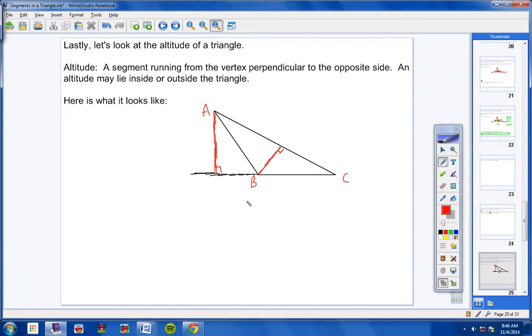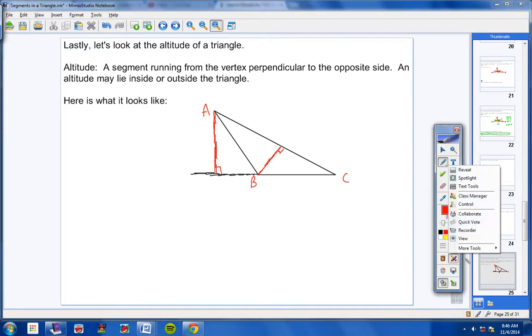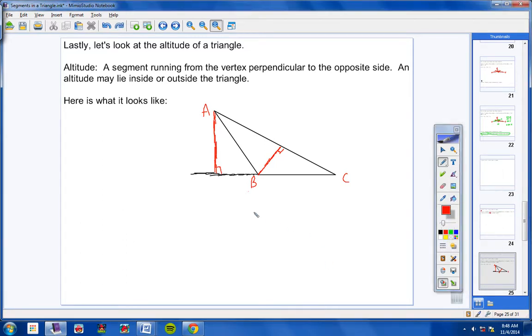There. Now we have one more altitude to draw. Now students, understand it's going to be really difficult to draw the altitude from vertex C because I have the same problem that I had drawing the altitude from vertex A. There's no way that I can draw an altitude from C going to the side over here so that it's perpendicular to AB. It's just not going to happen.